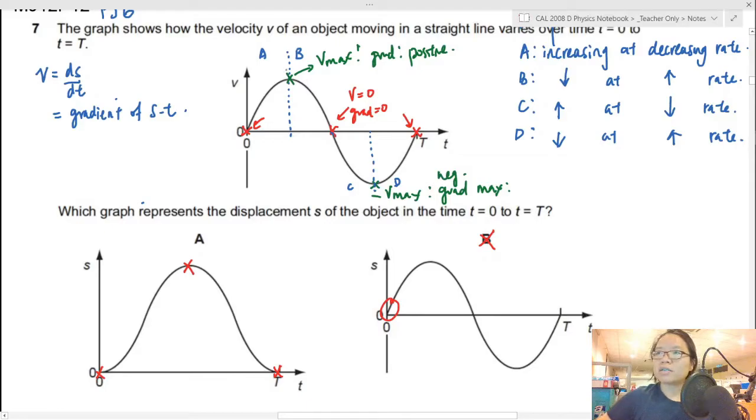So I think the corresponding point would be here. This is the steepest point, but positive gradient. And here is the steepest point, but negative gradient. So the answer is A.